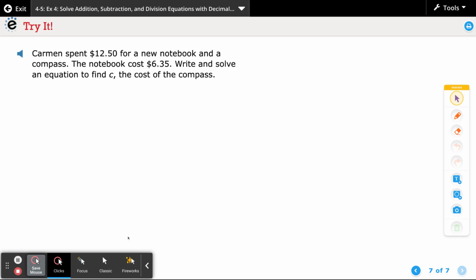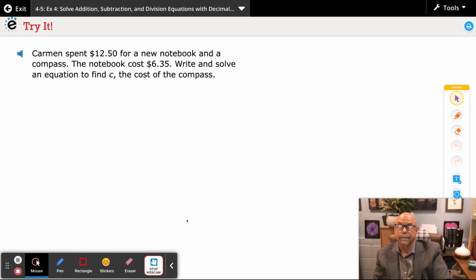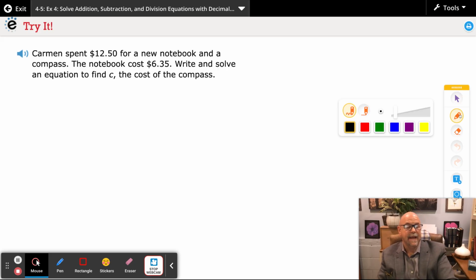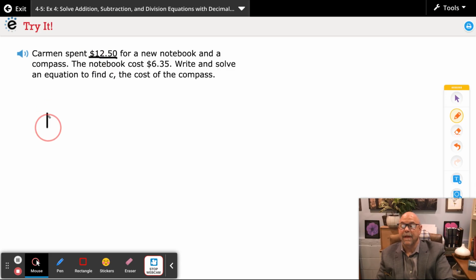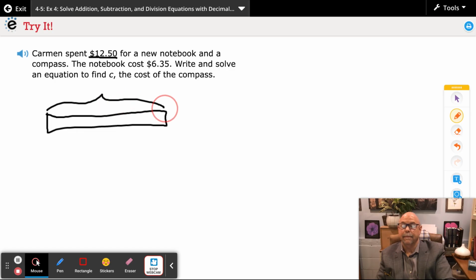Carmen spent $12.50 for a new notebook and a compass. The notebook cost $6.35. Write and solve an equation to find C, the cost of the compass. All right, I think I'm just going to quickly draw a bar model, make sure I understand this question. We know the total that he spent was $12.50. So the bar that I'm going to draw is going to be equal to the total of $12.50.